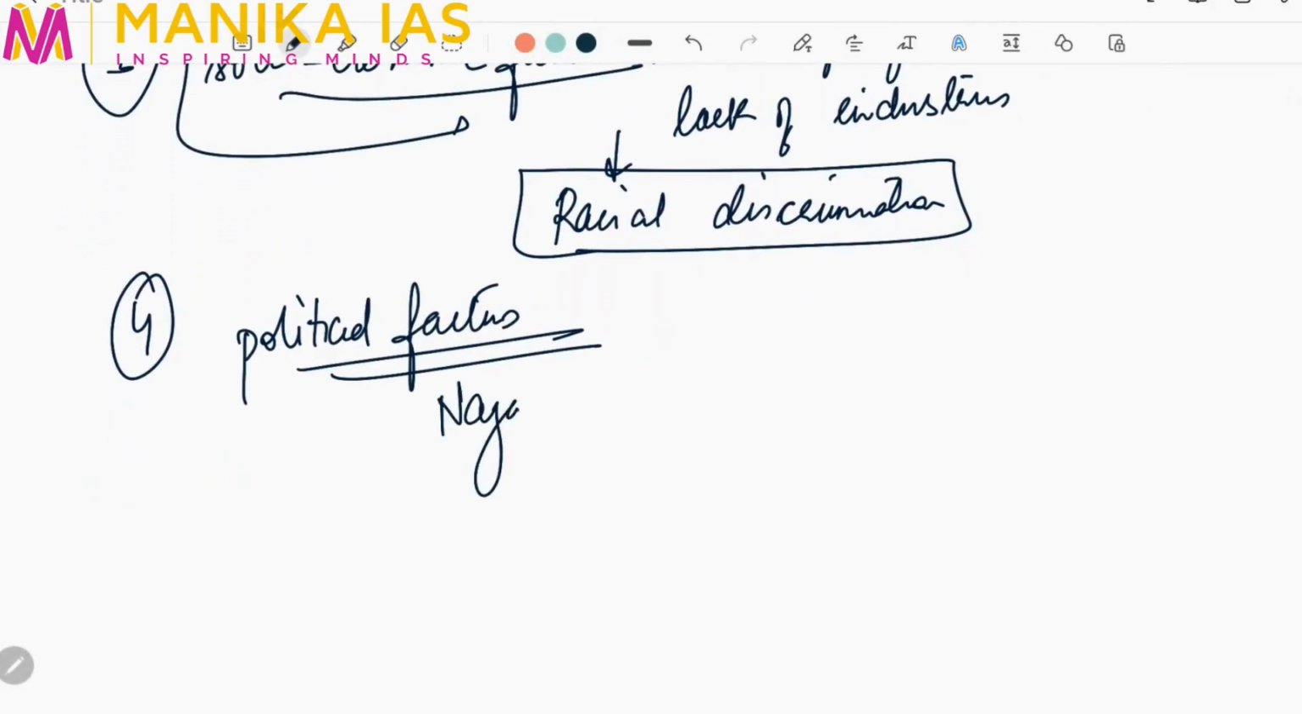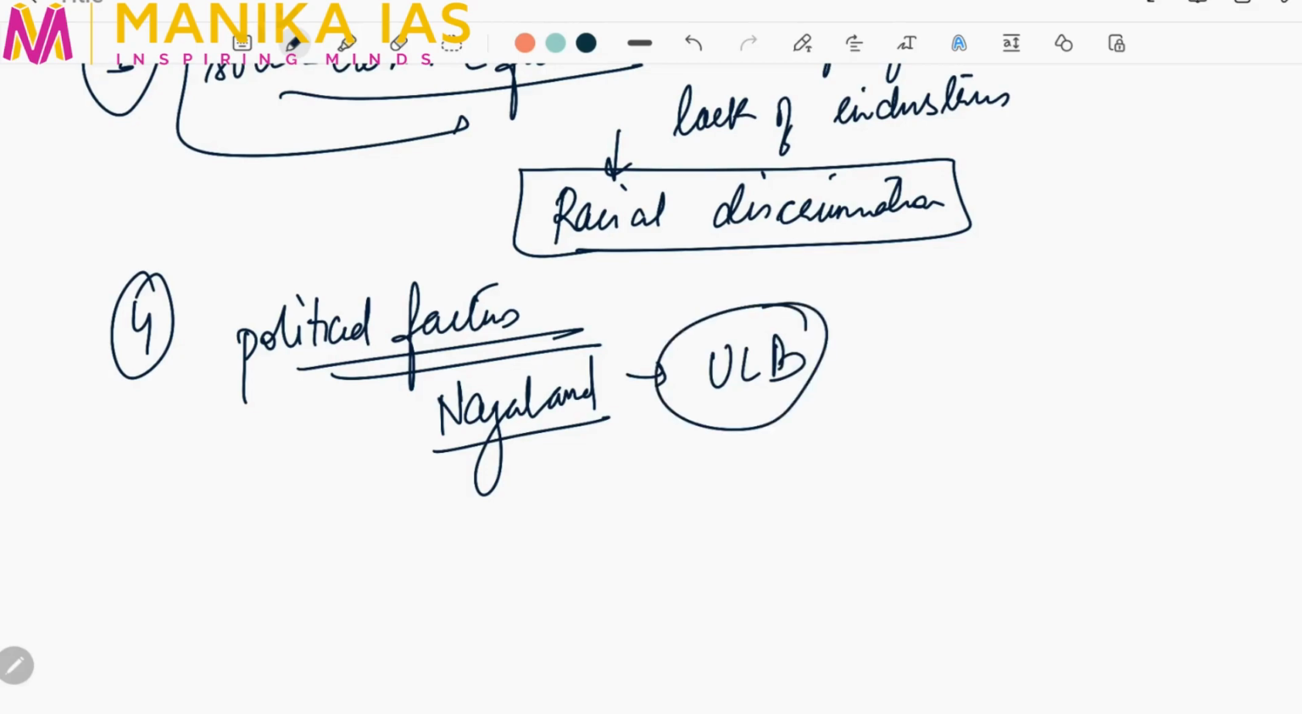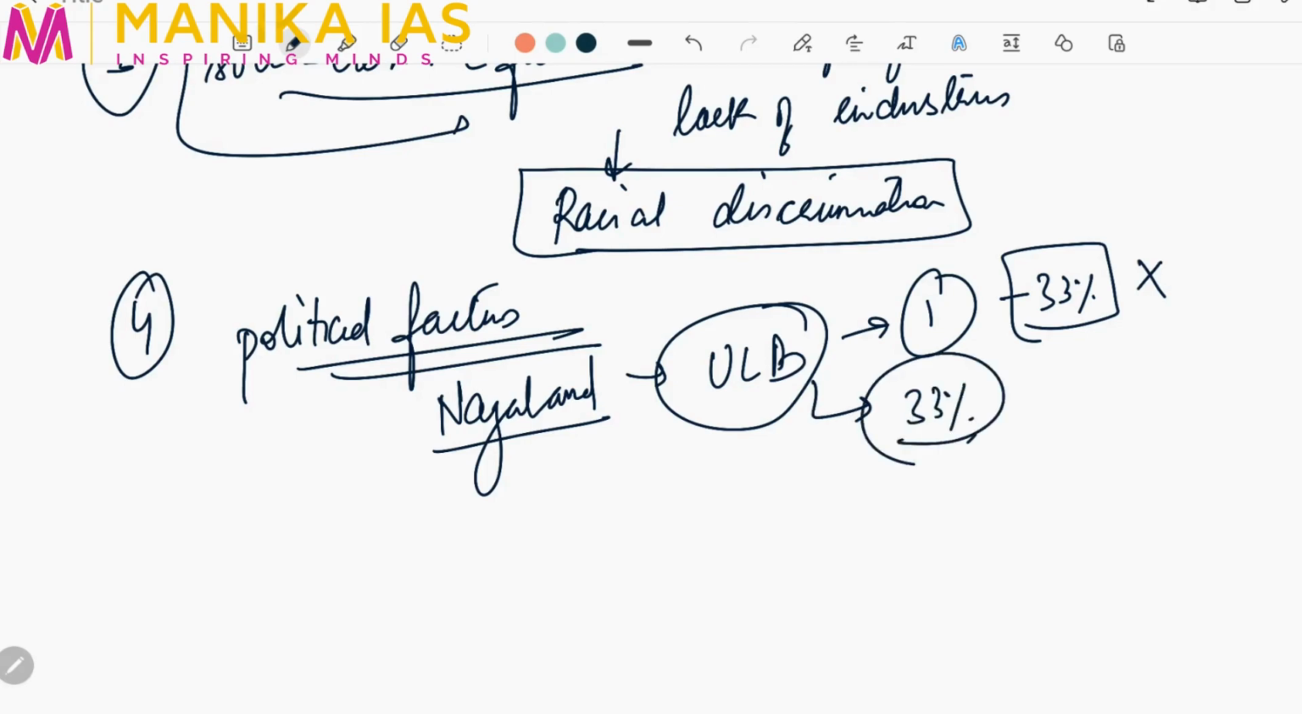Recently in the news, in Nagaland, the elections for urban local bodies, which are mandated by our 74th Amendment Act, were conducted only once so far, till today. That too, the 33% mandatory reservation for women was not given to women. Now the women were demanding 33% reservation in that. So you understand the political backwardness and political inequality that exists.